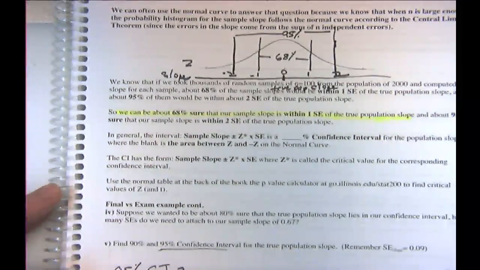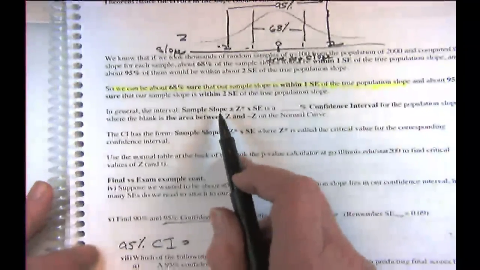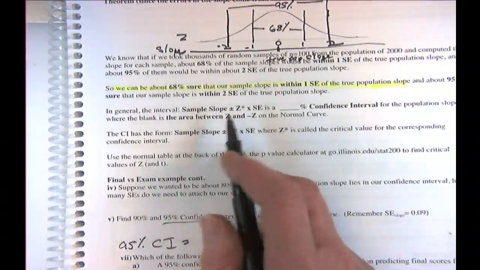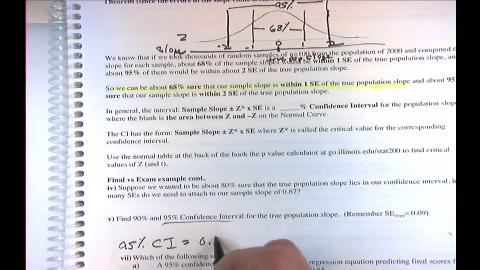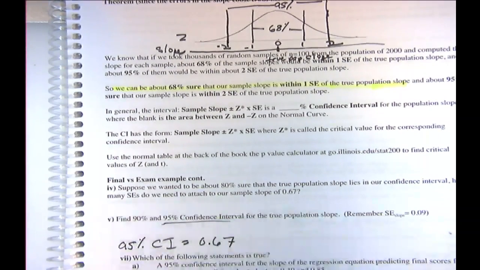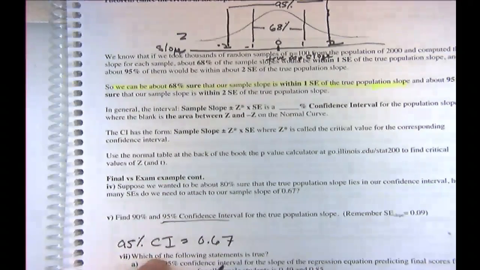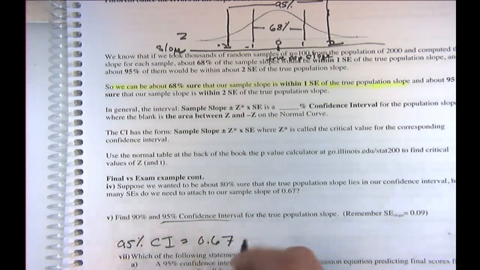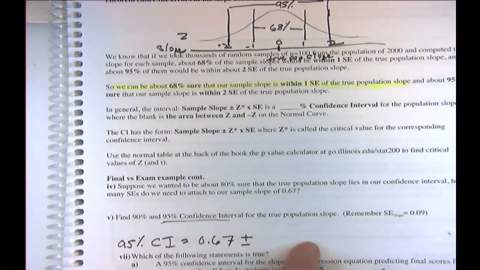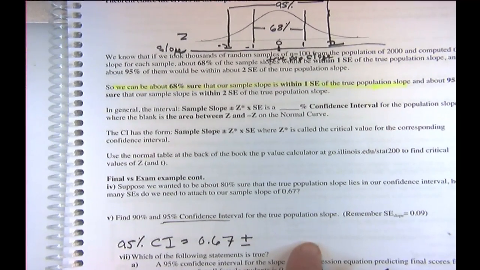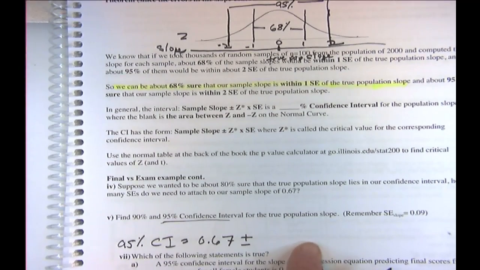Okay, so in general, you're going to get your sample slope. So let's say you got 0.67, all right? That's your sample slope. You want to attach some error bars, plus or minus some error bars, and you want to be 95% confident that you capture the true population percent. So what do you do, and why does this work?